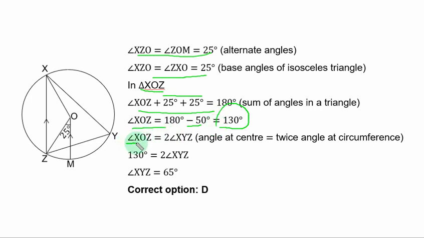Now angle SOZ is equal to 2 times angle SYZ. Angle at center is twice angle at circumference. SOZ is 130 degrees equal to 2 times angle SYZ. Divide through by 2, angle SYZ is equal to 65 degrees. D is the correct option.